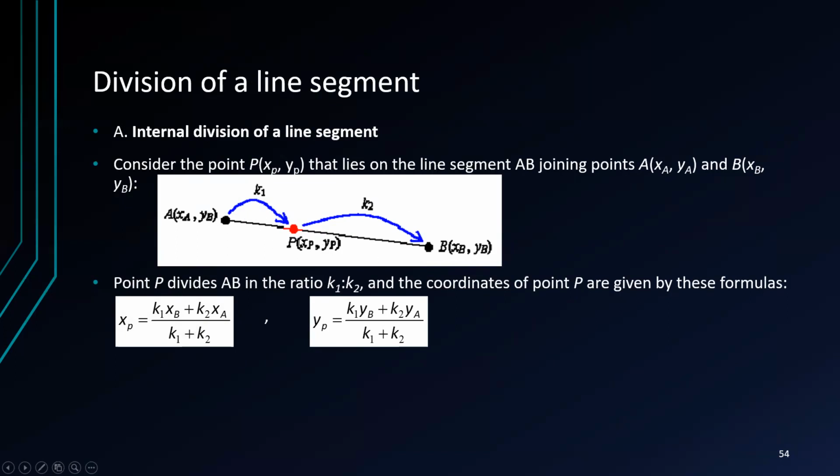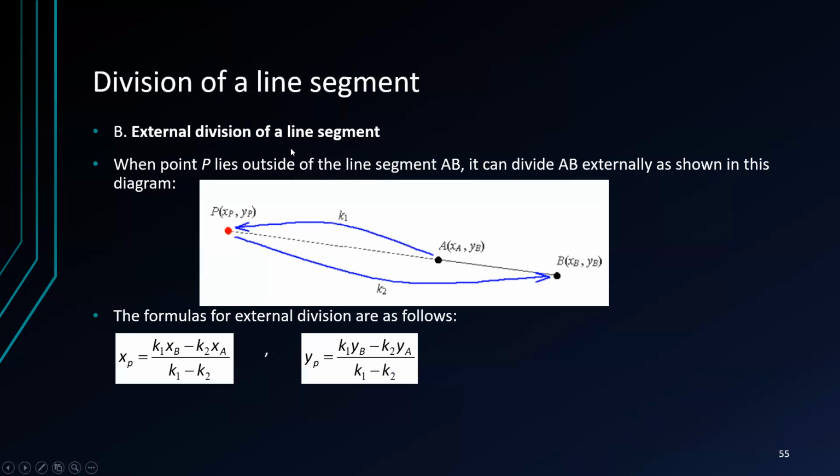Ano yung ito? Point P divides AB into ratio K1, K2, and the coordinates of P are given by this formula. X of P is equal to K1 XB plus K2 XA over K1 plus K2. Then YP is equal to K1 YB plus K2 YA over K sub 1 plus K sub 2.